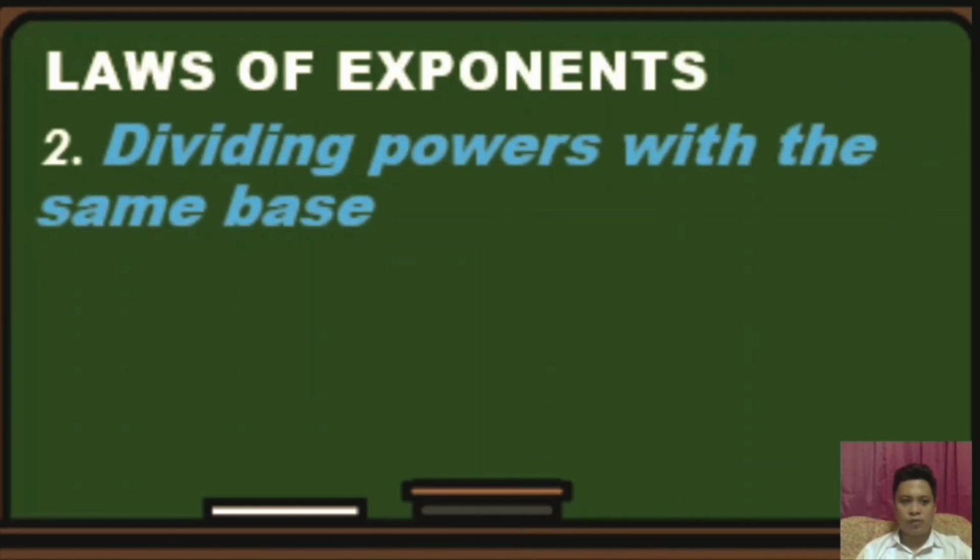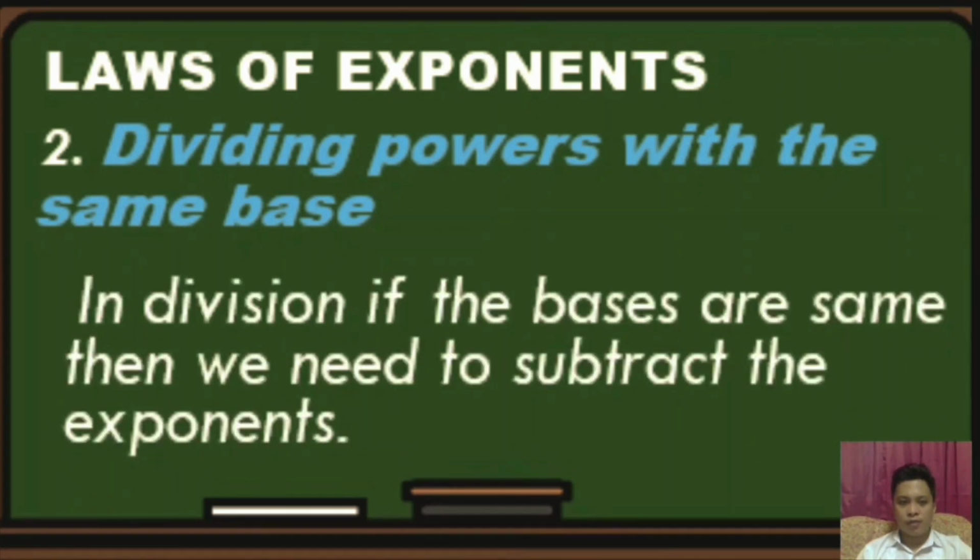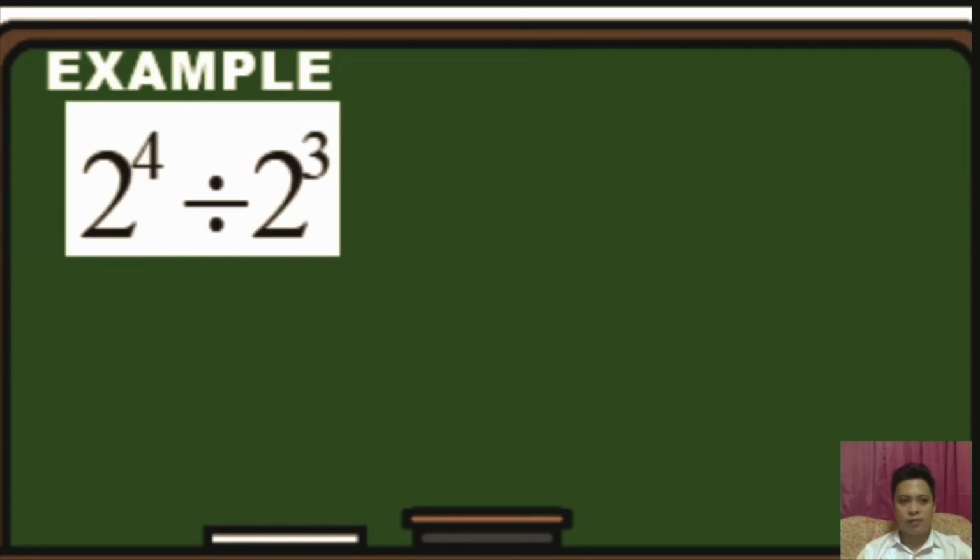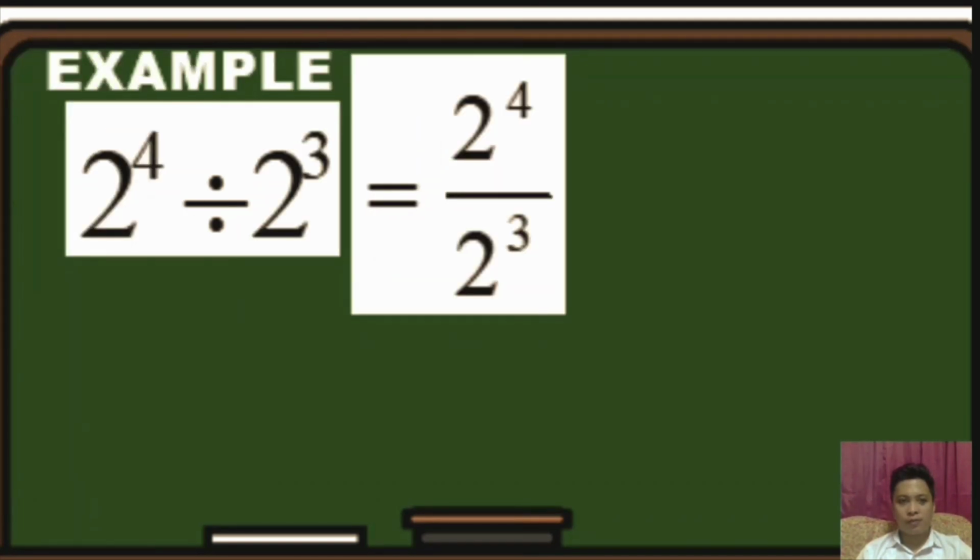Number 2. Dividing powers with the same base. In division, if the bases are same, then we need to subtract the exponents. Example. 2 raised to 4 divided by 2 raised to 3. It can also be written as 2 raised to 4 over 2 raised to 3.